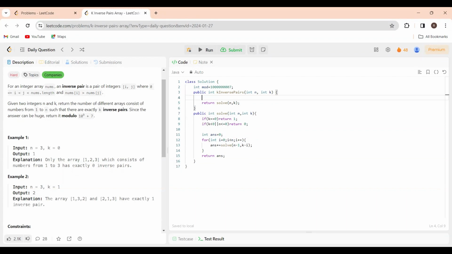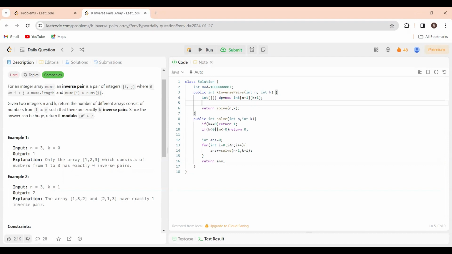So let us take a 2D DP here, with n plus 1 as a length and k plus 1 as a length, and let us fill the DP with minus 1. Let us fill every value of the DP with minus 1 here, using Arrays.fill with minus 1. So I have successfully filled my DP with minus 1 and I am passing my DP here.